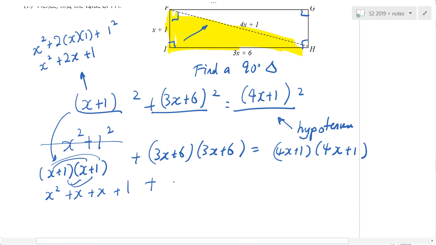So what's the answer here? 9. Right, write down the answer. 16x squared plus what? 8x plus 1.